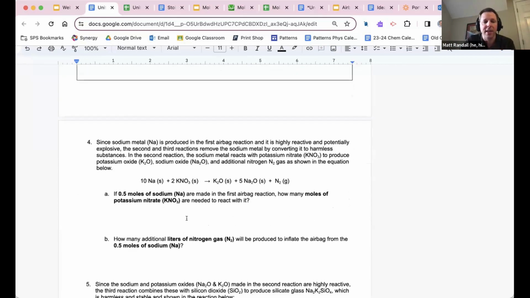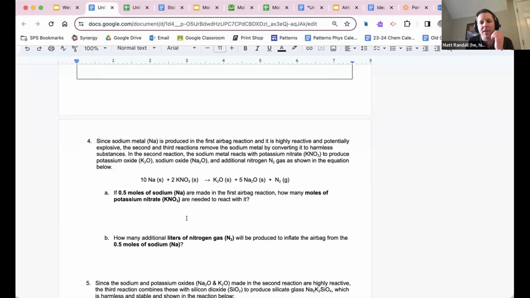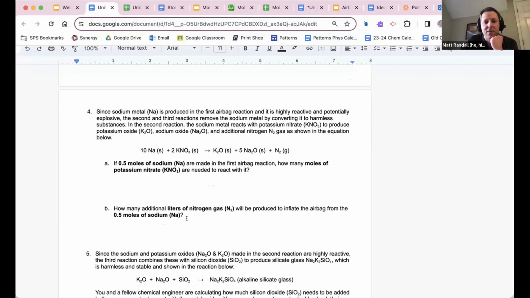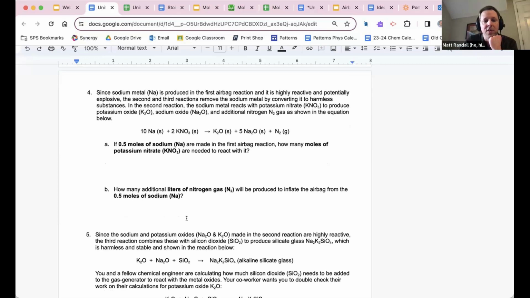And then going to the next part, this is the secondary chemical reaction. It turns out the sodium metal that is produced as a byproduct in the first chemical reaction can also be used to produce extra nitrogen gas. It also makes this process safer to not have pure sodium in the airbag. Potassium nitrate is used, and it reacts with the leftover sodium to make additional nitrogen gas. And so this gives us, in this assessment, a chance for more examples of more varied stoichiometry for students to do.